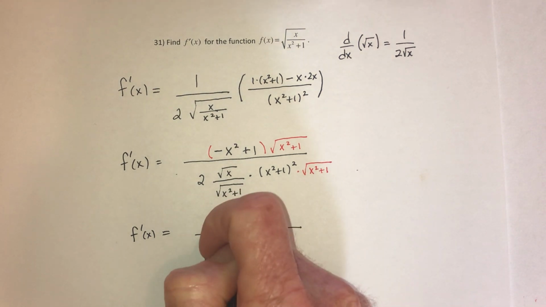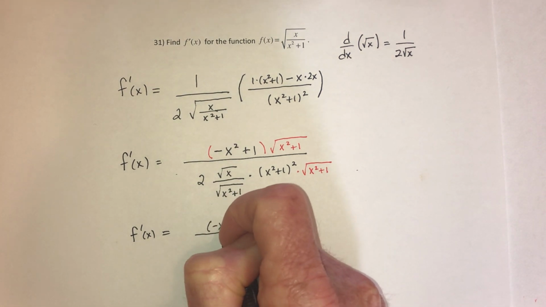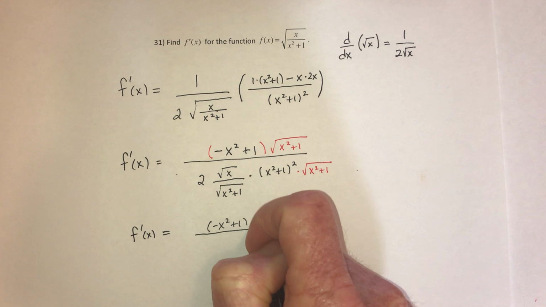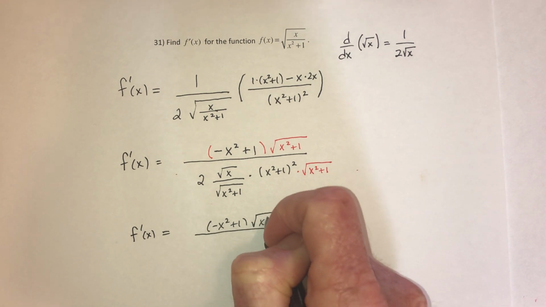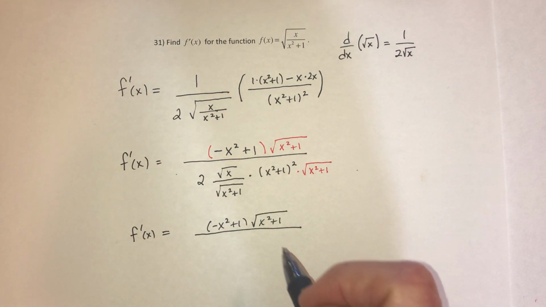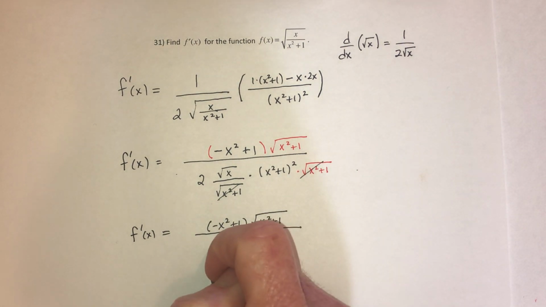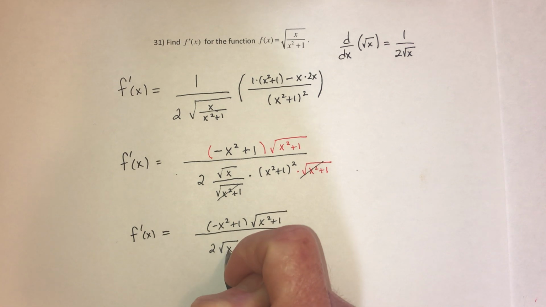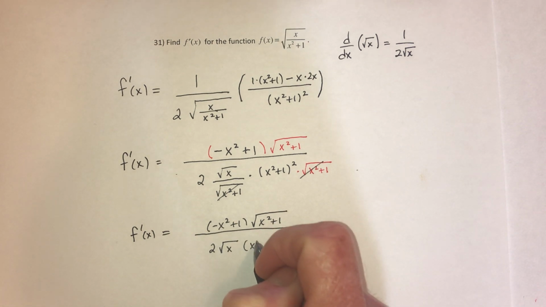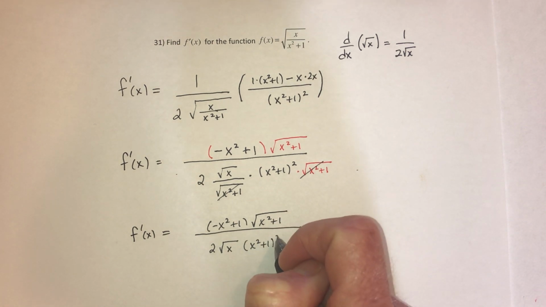So the numerator has parentheses, negative x squared plus 1, and then it also has the square root of x squared plus 1. And then here, these are going to cancel, so the denominator has 2 and a square root of x, and also an x squared plus 1 that is squared.